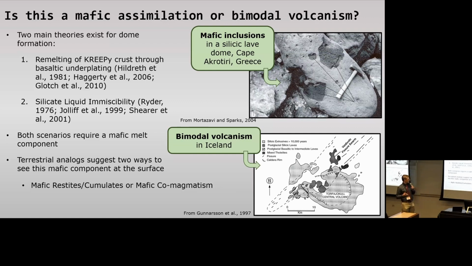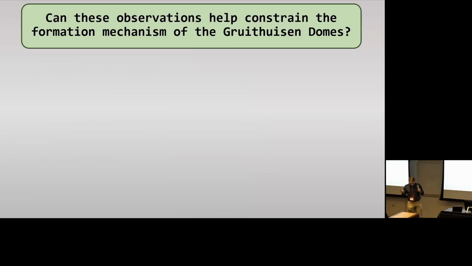The first one is by mafic inclusions, whether it's mafic restites, where the silicic magma melts the country rock that's more mafic around it and erupts it to the surface, or it could be a co-magmatism type of situation where you have the silicic magma and mafic magma erupting side by side in a bimodal volcanism scenario, like we see with the rhyolite domes in Iceland, for example. But the big picture question here, with all this, whether or not we have mafic material, really, is can we use this mafic material to answer the big question of, can we constrain the formation mechanism of the Gruithuisen domes?